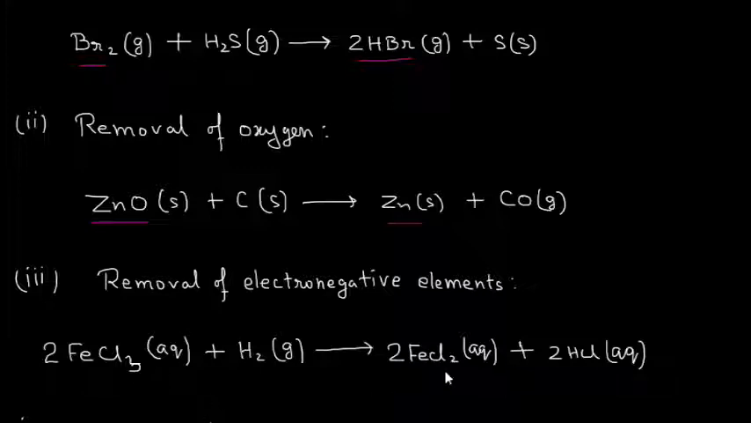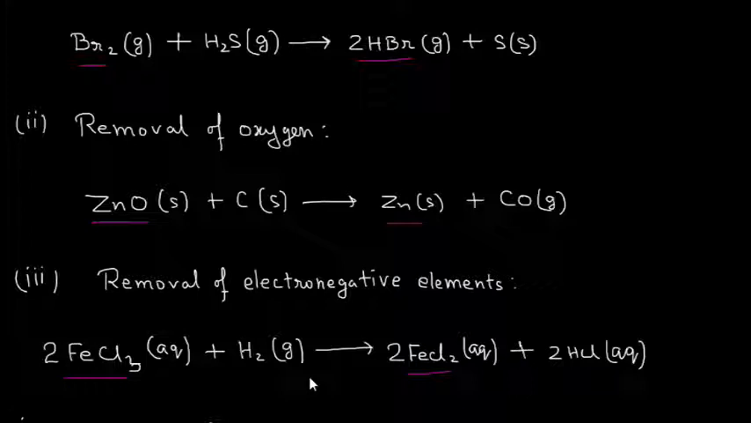But in the product we have a total count as 4. So from FeCl3 we are getting FeCl2. So it is a removal of electronegative element. Chlorine is, of course, an electronegative element. So here removal of electronegative element, so it is a reduction.